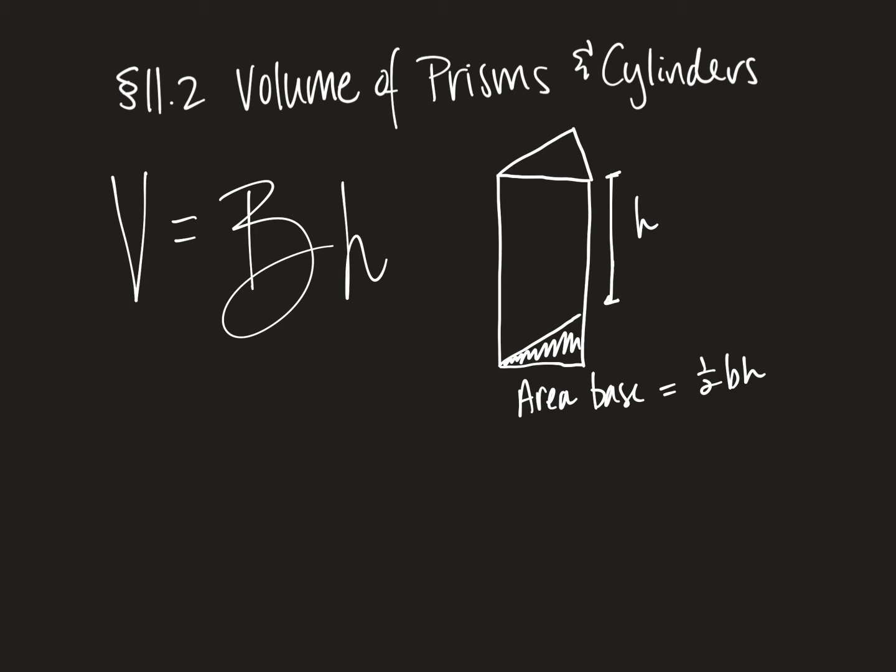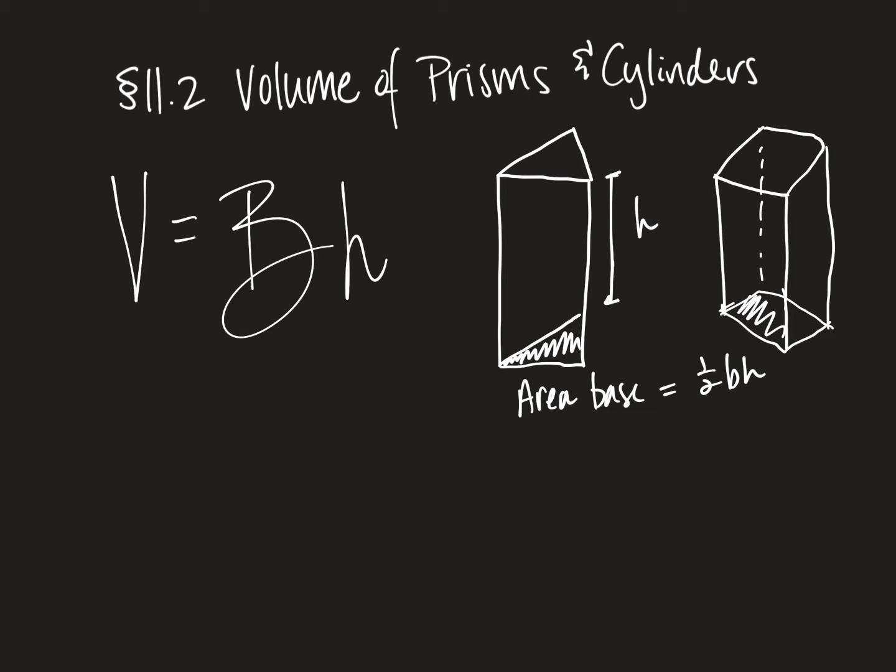Okay, if I were to have a square or a rectangular prism, I would find the area of the base, and so here's my base. Oh, I didn't connect my back lines. Here's my base, and so this time the area of my base would be length times width, and then I'd still multiply it by the height.